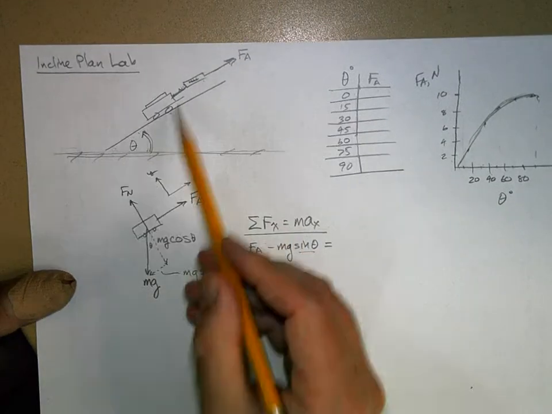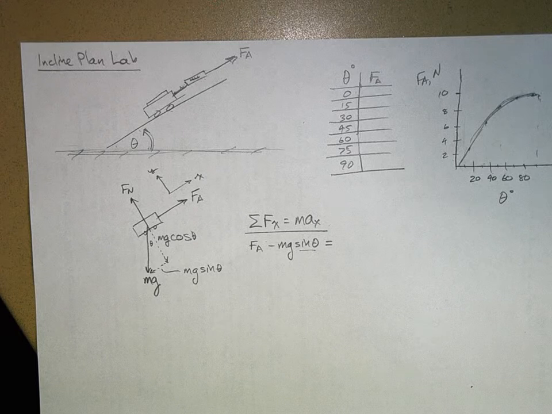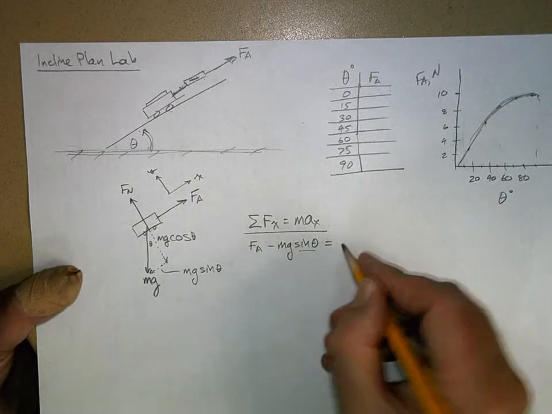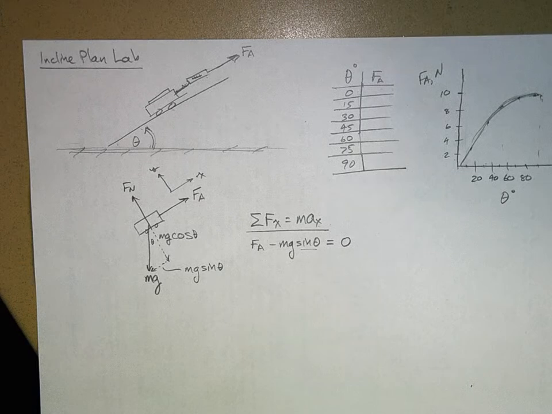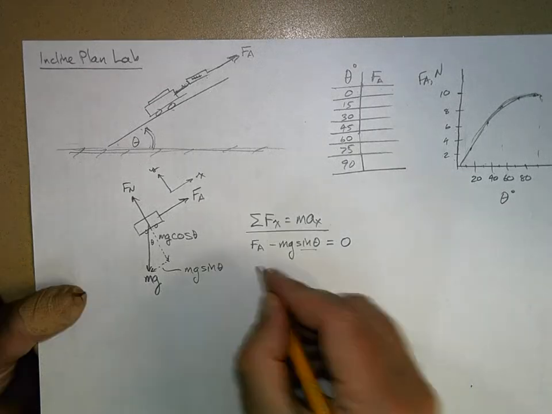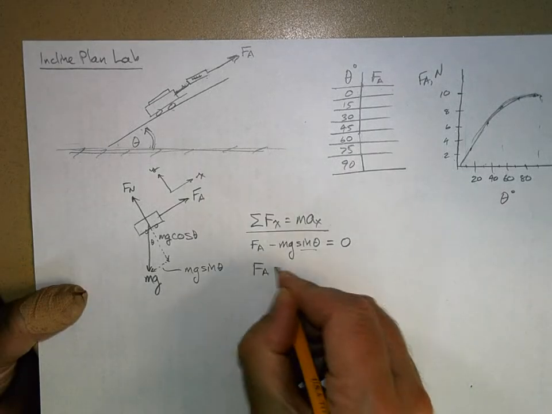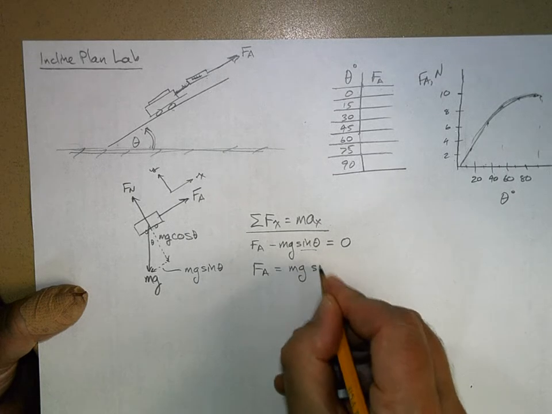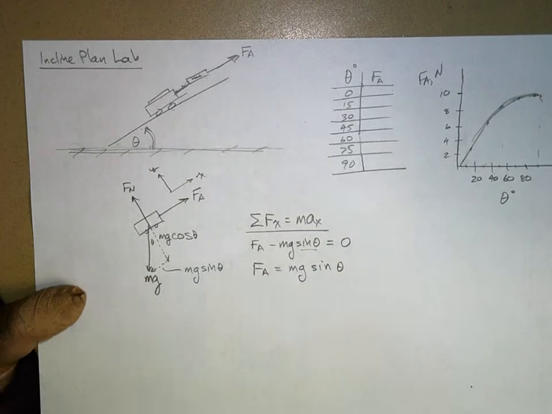Equals, now was this little car accelerating? Was there any acceleration in this problem? Well, a couple of you dropped the cars on the floor, but other than that, no, there was no acceleration. So that's equal to 0. So what does this tell us? Oh, hey, the applied force should be equal to the weight times the sine of the angle.